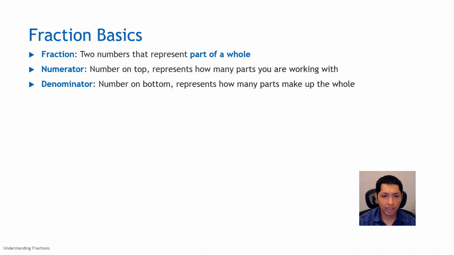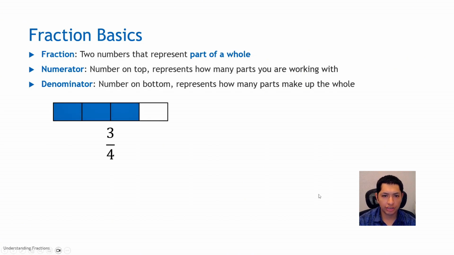The number at the top of the fraction represents how many parts you are working with or how many parts you are talking about, and the number at the bottom is the denominator, and it represents how many parts make up the whole. Here's a visual representation of a rectangle made up of 4 parts, and here we see that 3 of them are shaded. The number at the top, the numerator, is talking about how many are shaded in this case, and it is 3. And the number at the bottom is the denominator, which represents how many pieces make up the whole.